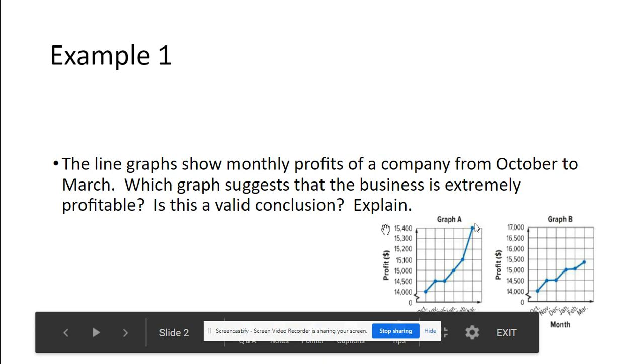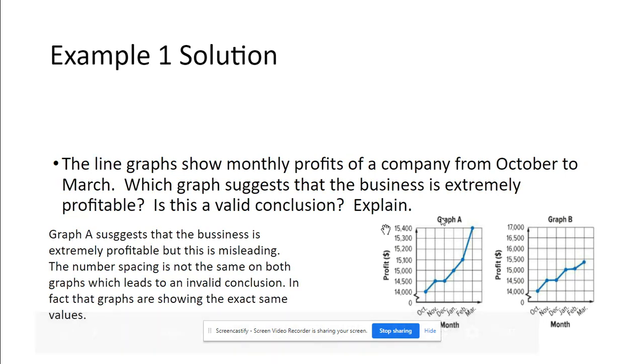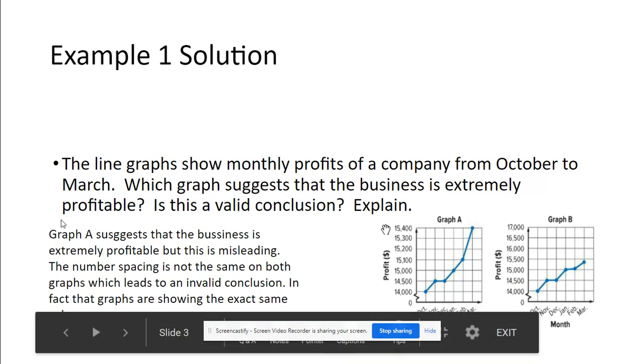Well, let's look at the last piece of information. It's at 15,400. So if we go over here, if this is 15,500, just a little bit below that would be 15,400. So this is invalid information because the graphs are not really showing the same increments. So we cannot make any conclusions that graph A is representing a more profitable business. So here's the answer.